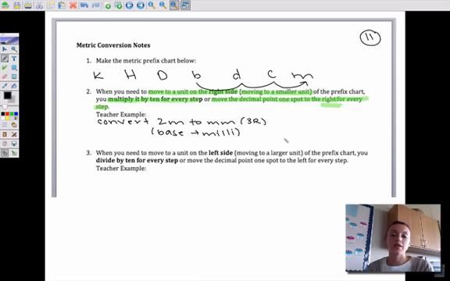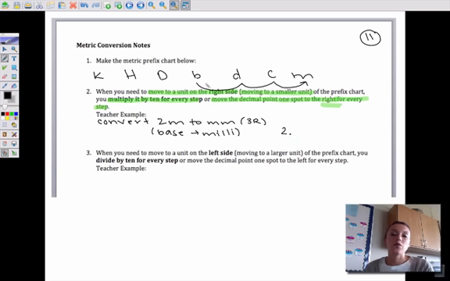That was the hardest part right there, figuring out how many spots to move the decimal point. So I'm going to rewrite my number, my 2 meters, and I'm not seeing a decimal point. But I have to remember that if I need a decimal point, it's always going to go after the whole number. So in this case, it's going to go right after the number 2.